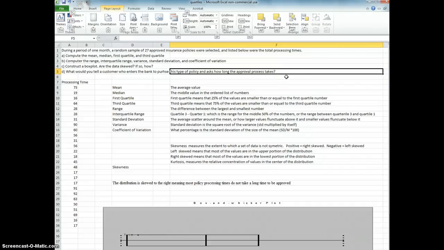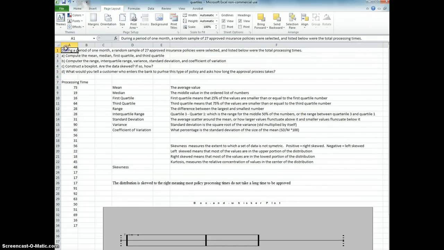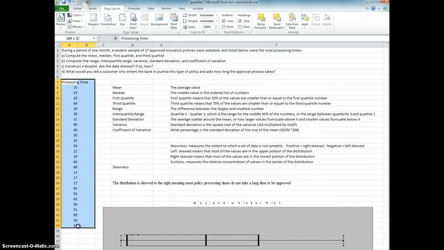Hi, this is Professor Pate, and this example is going to be about calculating the mean, median, quartile, standard deviation, variance, coefficient of variance, and skewness. So let's take this example. During a period of 1 month, a random sample of 27 approved insurance policies were selected and listed below with the total processing times. So this is the processing times.